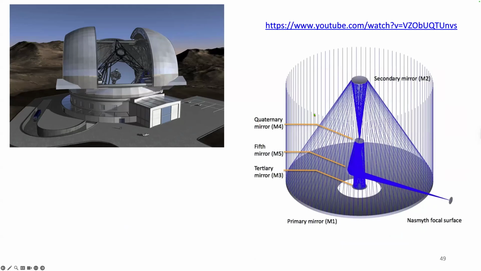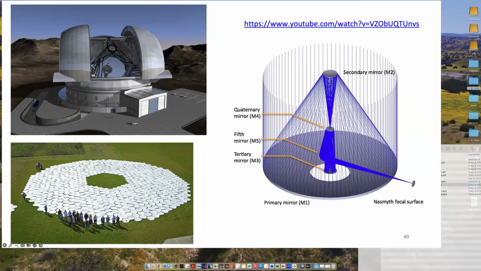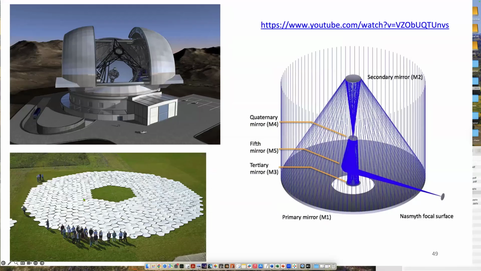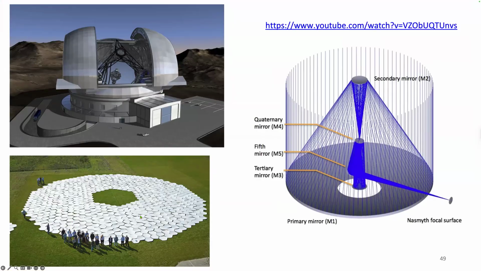And it has this, this is the way the light from the sky comes down: primary mirror, secondary mirror, a tertiary mirror, oh yeah, this is a third mirror, and then a couple more, and over here you have cameras. So here it is, you see, with humans to give a sense of scale.